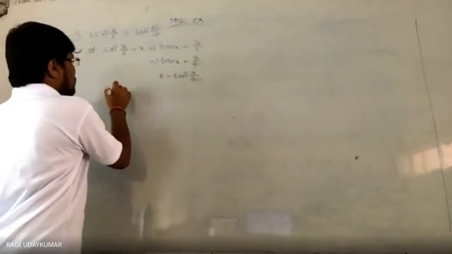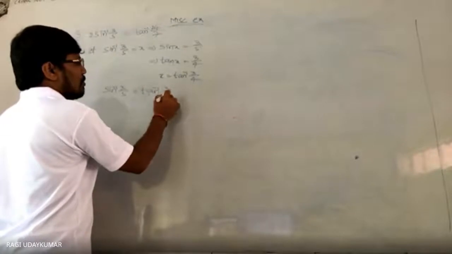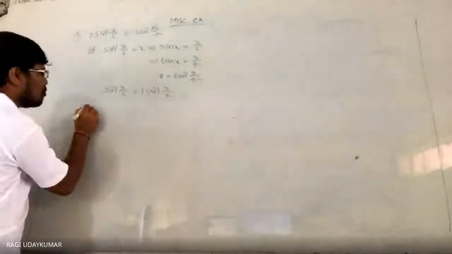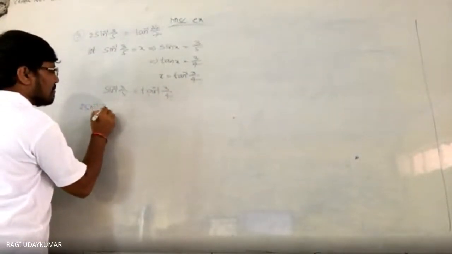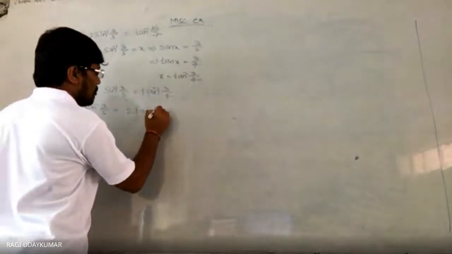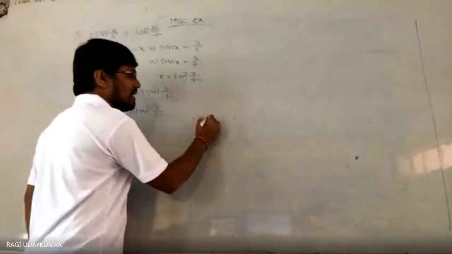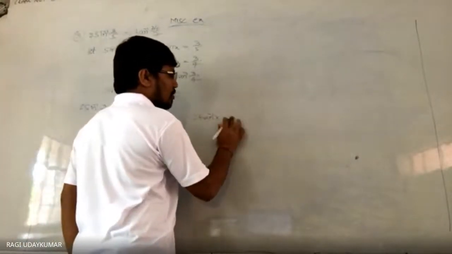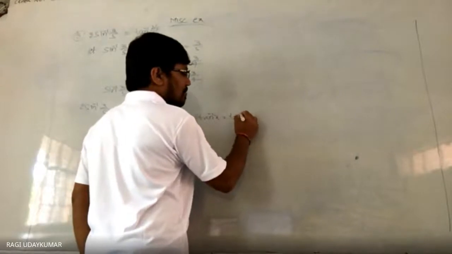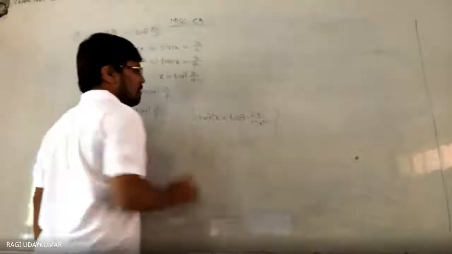So what you get here? Sin inverse of 3 by 5 will be equal to tan inverse of 3 by 4. Therefore 2 sin inverse of 3 by 5 is equals to 2 tan inverse of 3 by 4. So you are having an identity, 2 tan inverse x is equals to tan inverse of 2x by 1 minus x square.